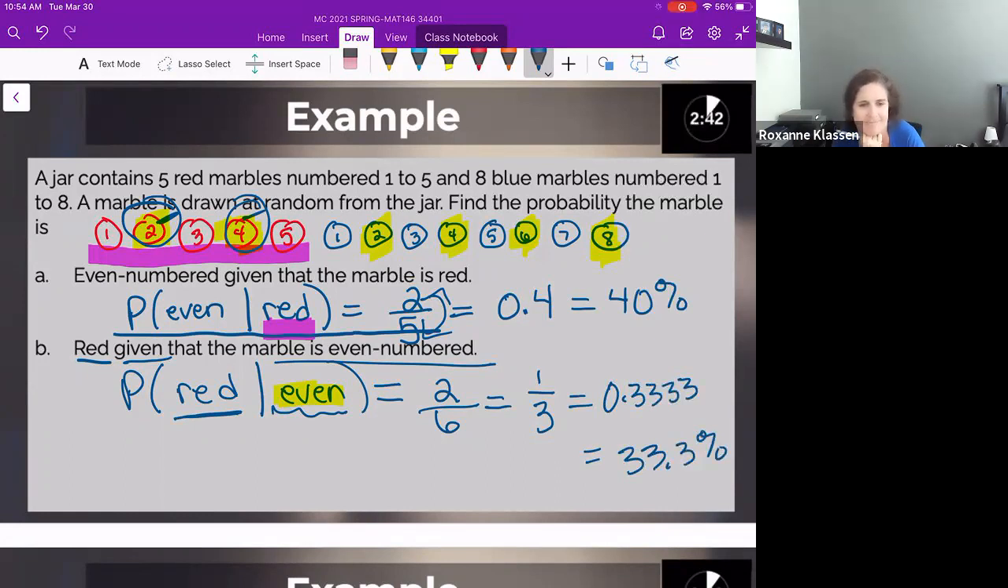Questions on that? Does that help you make more sense of it? Yeah, and a lot of you were close. A lot of you had 2/6 or 1/3, right? But some of you had that 5/2. Do you see how that doesn't make sense in this problem?